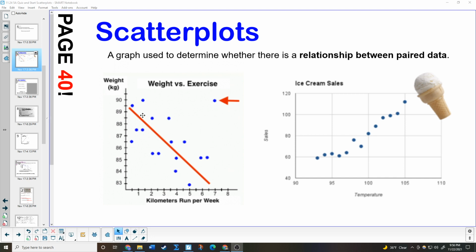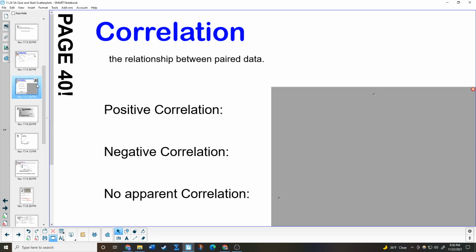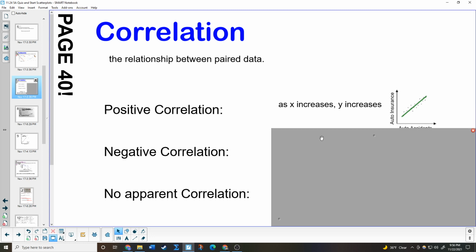So these relationships that we're looking for have titles, right? What we refer to them as. So we refer to them as being a positive correlation or a positive relationship, a negative correlation, or saying there is no correlation. So the word correlation means the relationship between the paired data. So it can either have a positive relationship, so as X increases, Y increases. So for instance, as the accidents of a car go up, the insurance likely goes up. So as one increases, the other increases. Likewise, if one decreases, the other will decrease as well.